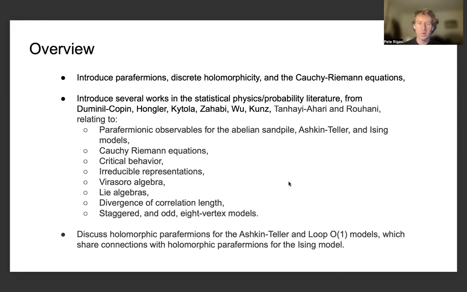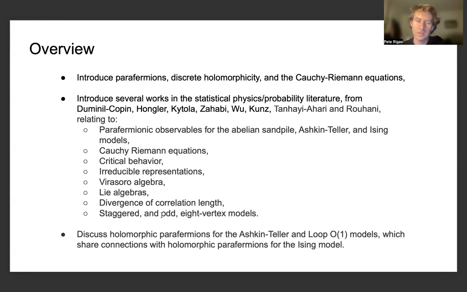we're going to introduce several works in the statistical physics and probability literature from Duminil-Copin, Ang, Kytölä, Zahabi, Wu, Kunz, Tanhayi, Hari, and Rouhani relating to the following topics. We can look at the connections between the parafermionic observables for the Abelian Potts, Ashkin-Teller, and the Ising models, which relates to a definition of the Cauchy-Riemann equations, which relate also to Morera's theorem, which these parafermionic observables satisfy, which can be related to the critical behavior of these models.